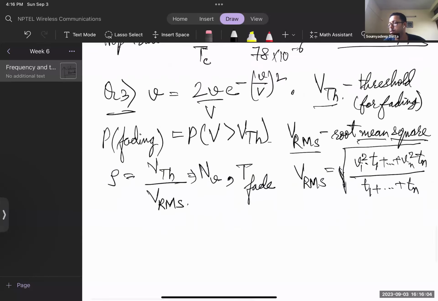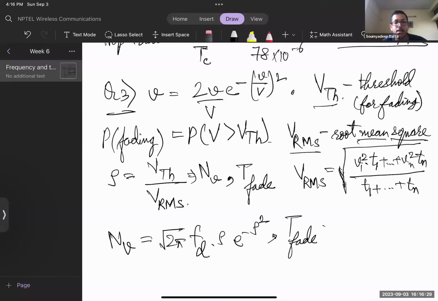In the lecture itself, I'm just writing down the formulas again. Refer to the lecture for the derivation. The number of times a channel goes into fading is root over 2 pi, Doppler frequency FD, and then rho e to the power minus rho square. And then T fade, the time duration of one fading, is e to the power rho square minus 1, divided by root over 2 pi, Doppler frequency FD times rho.